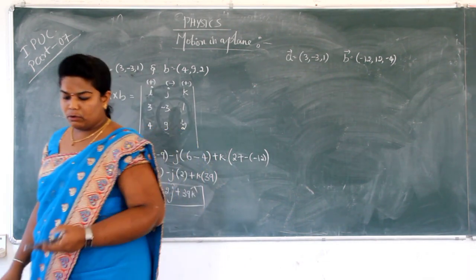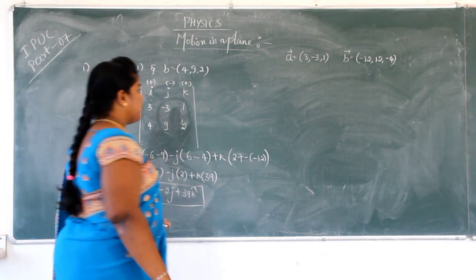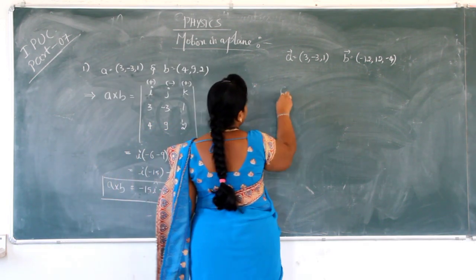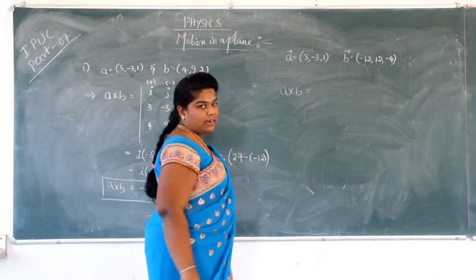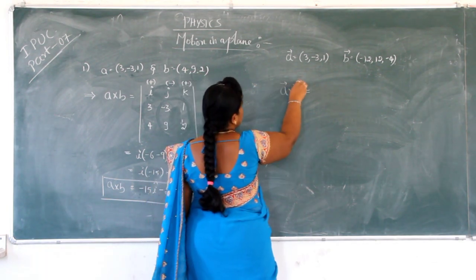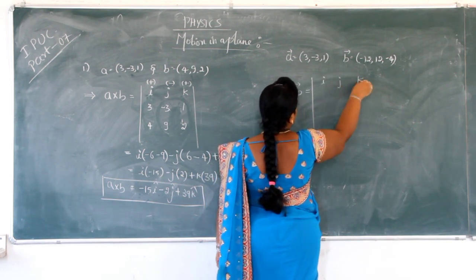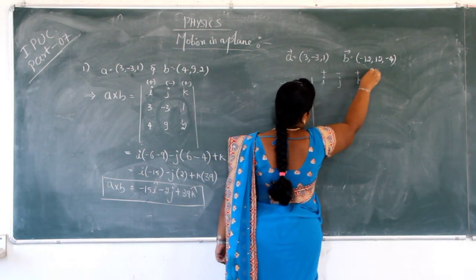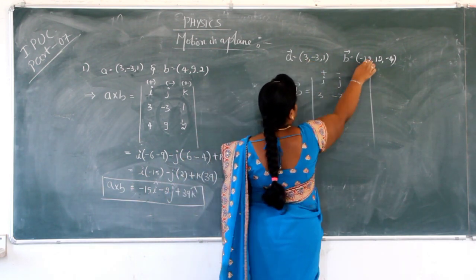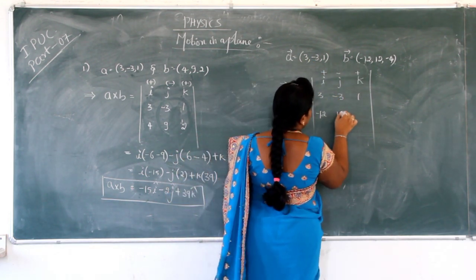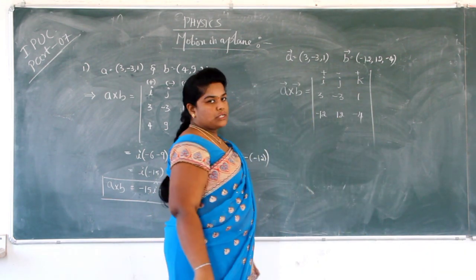So here we should calculate the complete value. Area means length into breadth, that is what we calculate as a cross b. So dear students, to do this, i cap, j cap, k cap with plus minus plus. Write 3 minus 3 1. What is there here? Minus 12 12 minus 4. Right. So now let us do it.